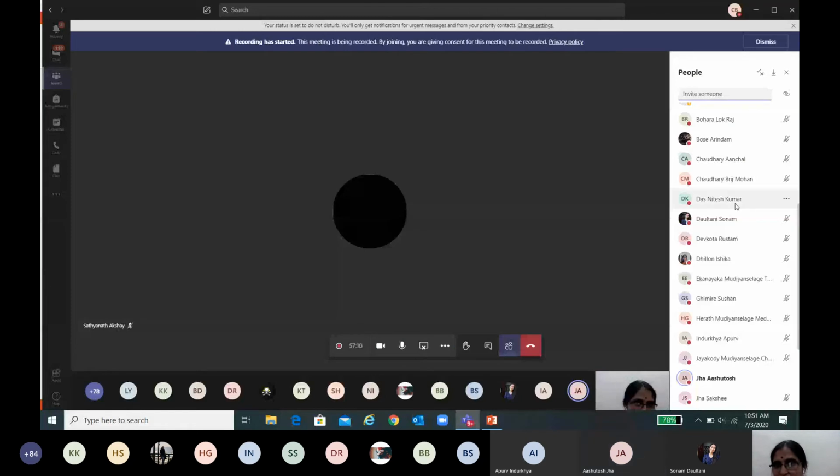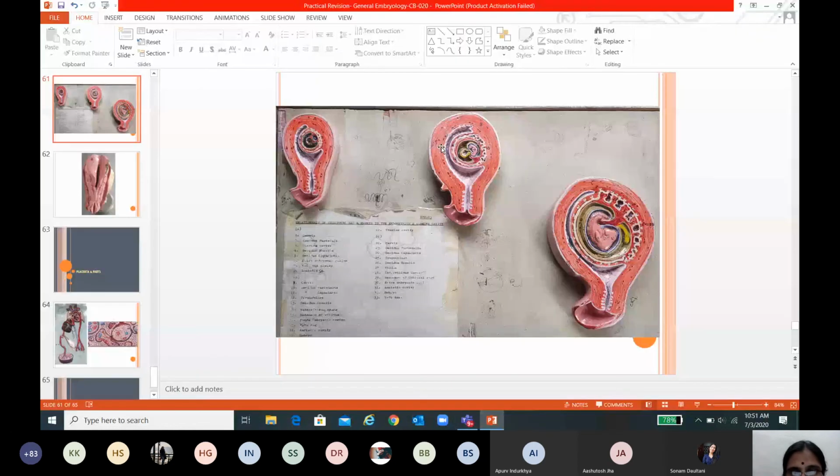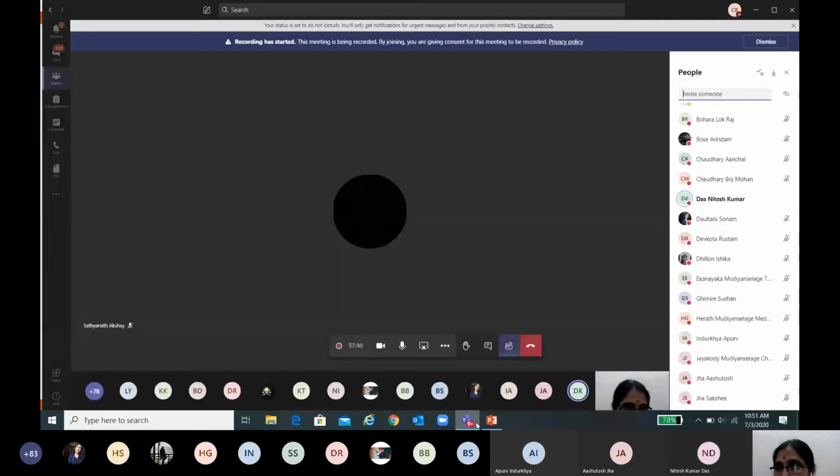Nitish Kumar Das, are you there, Nitish? This is a very important spotter question. Please, everybody be attentive. Which part of the decidua is this? What will you write down in the university exam? Decidua parietalis. Very good. I am very happy. I think all of you can identify it in the exam.